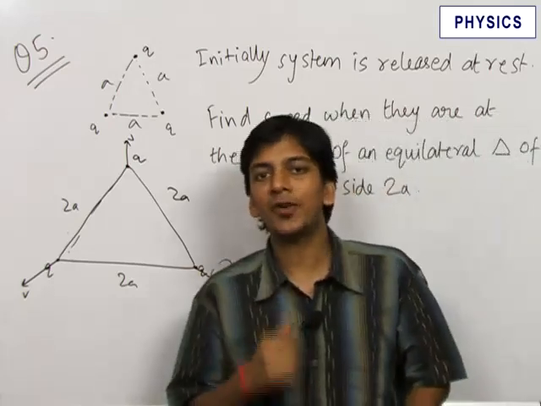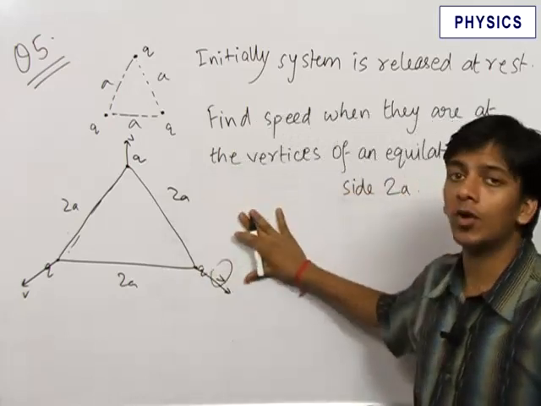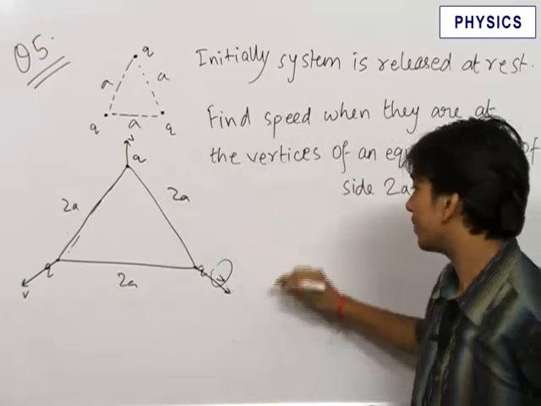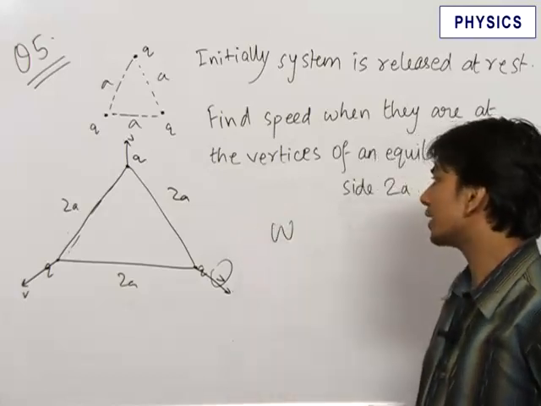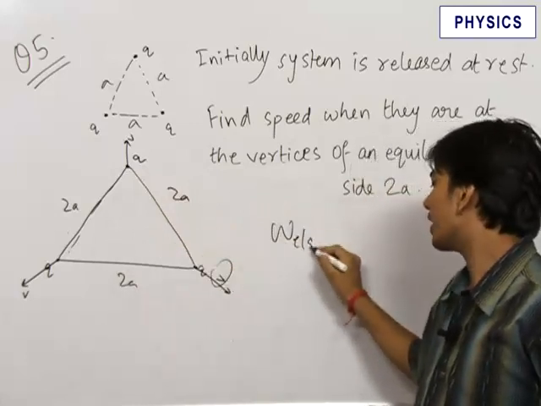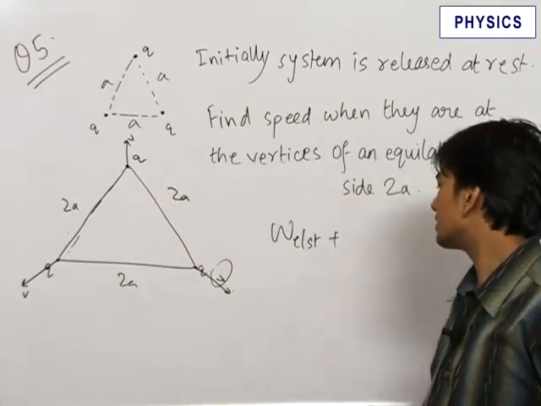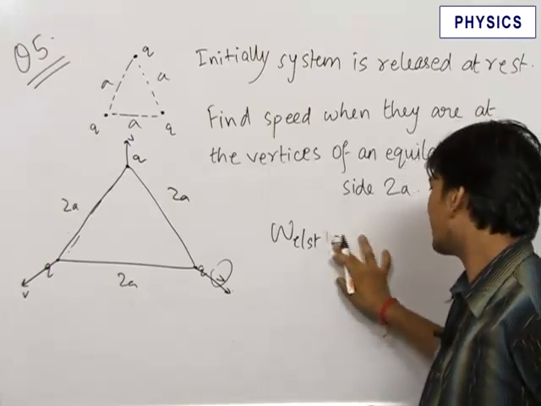So in this question, the first thing that should strike you in this type of questions is that this can be solved very easily using the energy concept. So let us write the work energy theorem. What are the forces acting over here? The electrostatic forces on the system, the work done by electrostatic forces plus there is no other force, therefore this is equal to change in kinetic energy.